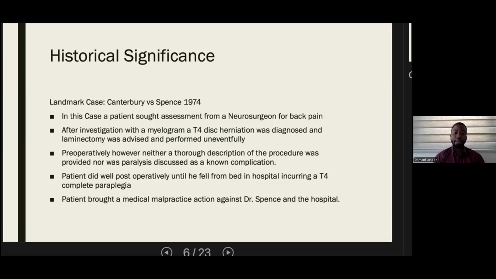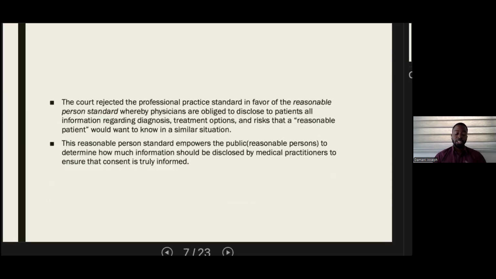This patient brought a medical malpractice suit against Dr. Spence and the hospital. As a consequence of this case, the court basically rejected the professional practice standard in favor of the reasonable person standard. This is whereby doctors are obliged to disclose to the patient all information regarding the diagnosis, the treatment options, and the different risks that a reasonable patient in a similar situation would want to know. So this reasonable person standard empowers the public, who are the reasonable persons, to determine how much information should be disclosed by medical practitioners to ensure that consent is truly informed.